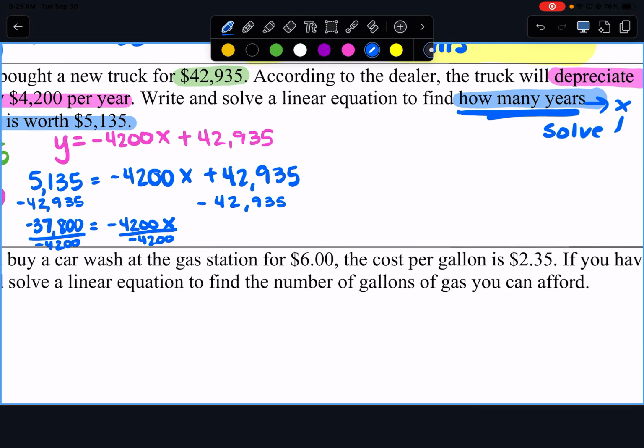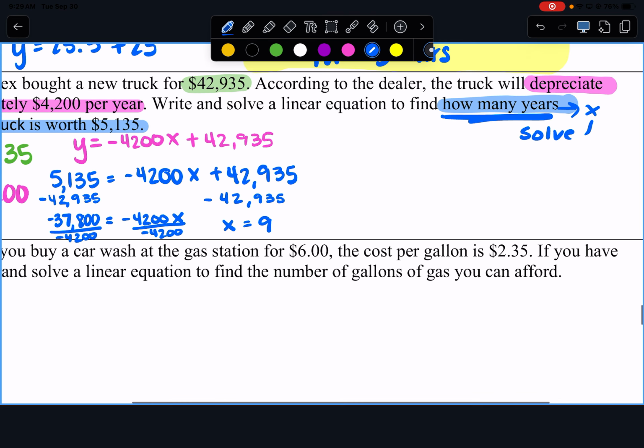So what does X equal? 9. 9 what? So it will be 9 years until the truck is worth $5,000.